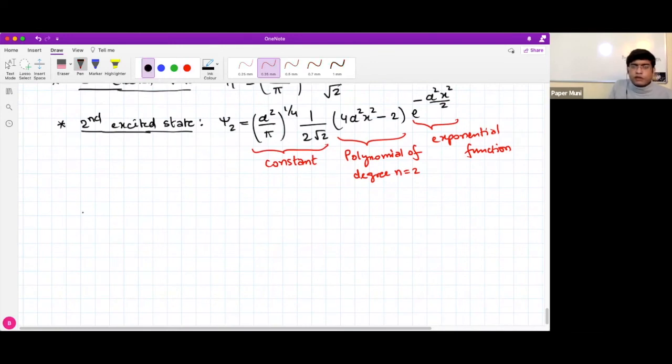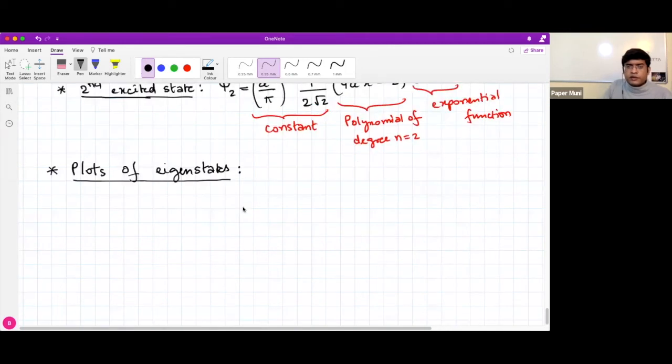Okay, now we have already plotted them during the plotting sessions, in the previous lecture, I think the second lecture. That will be helpful here. So let's plot the plots of eigenstates. All right. So in this case, the first one is the ground state.